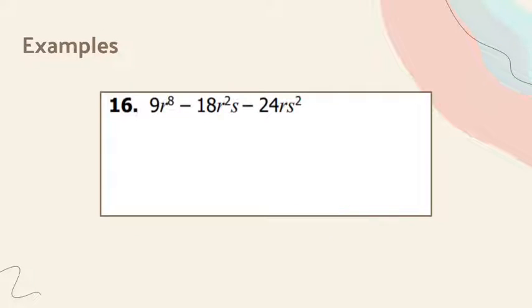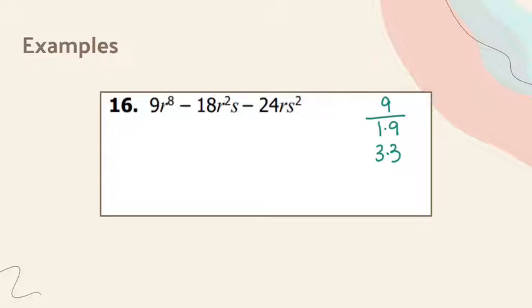Now let's skip down to number 16. We've got multiple variables and lots of terms. So let's start with the coefficients, 9, 18, and 24. I would start by listing the factors of 9. So you can do 1 times 9 or 3 times 3. Those are the only factors of 9.